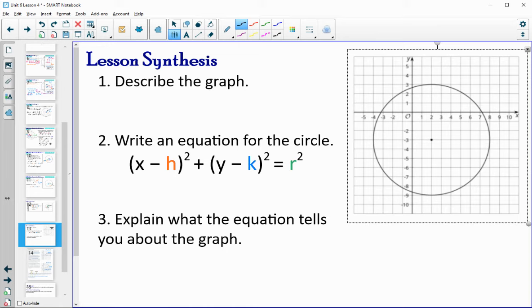So if we describe this graph, it's a circle. Describing a circle, you would want to talk about the center. So what's the center of this circle? The center is (2, -3).